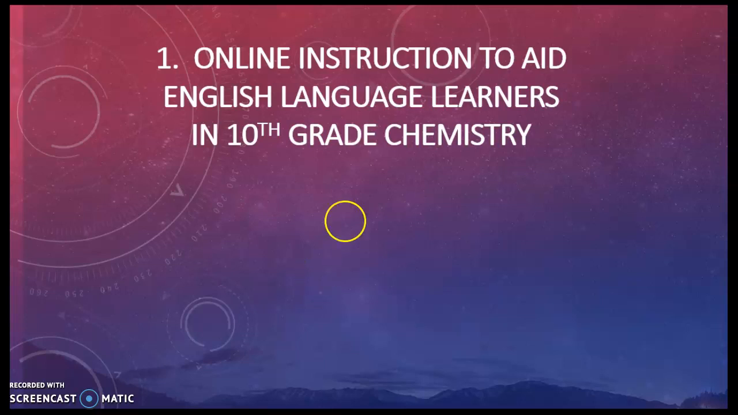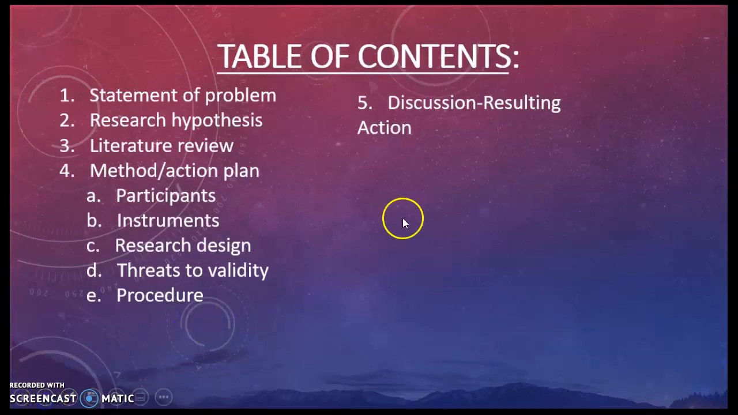So here we go. Online instruction to aid English language learners in 10th grade chemistry. So here's our table of contents. You'll see we'll talk about the statement of problem, the research hypothesis, and the literature review, which was pretty good. Then we'll get to the method action plan, A through E. And then the discussion, where we'll talk about my results.